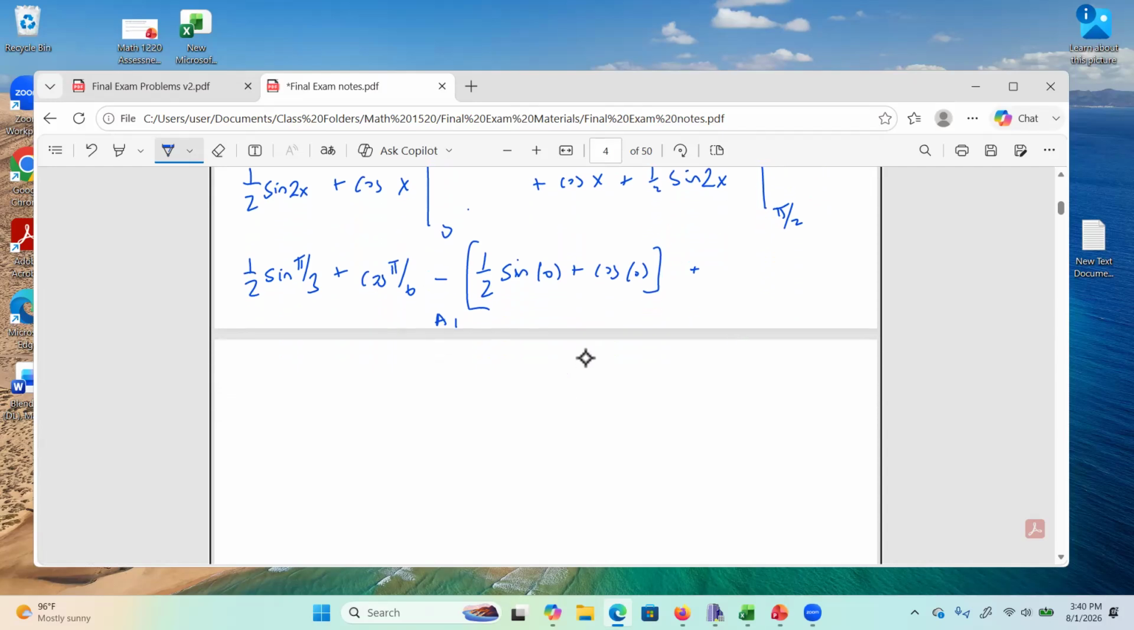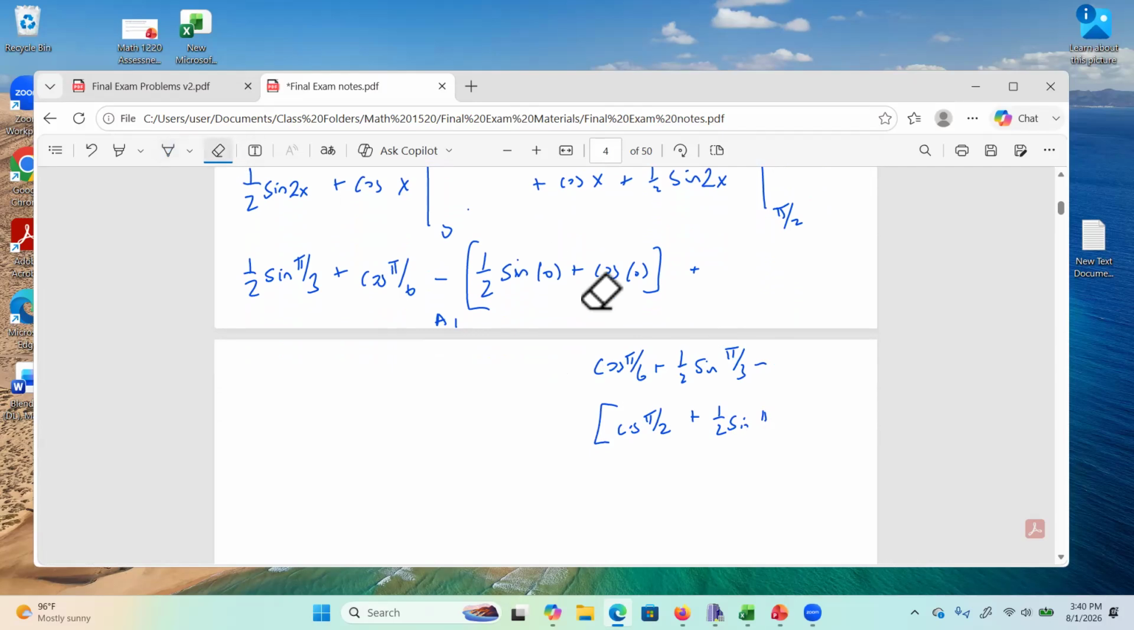So I've got plus, I've got cosine of pi over 6 plus 1/2 sine of 2 times pi over 6, which is pi over 3, minus, and then we have to deal with cosine of pi over 2. Is it plus? It is plus 1/2 sine of 2 times pi over 2, which is going to be pi. It's just going to be pi. And now we just have to do some arithmetic for what's going on here.